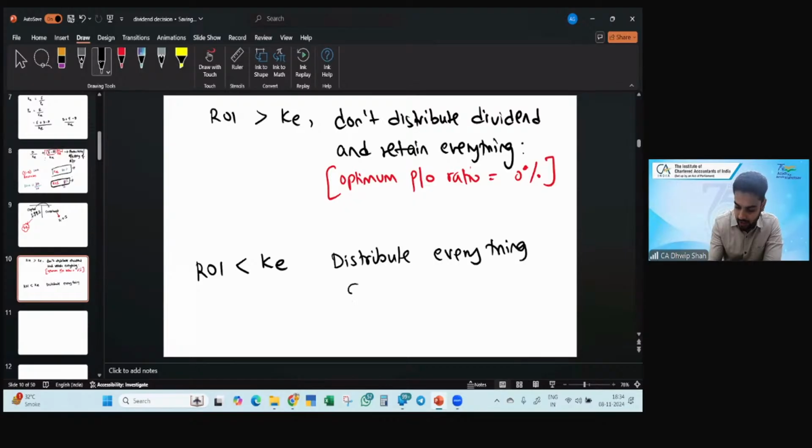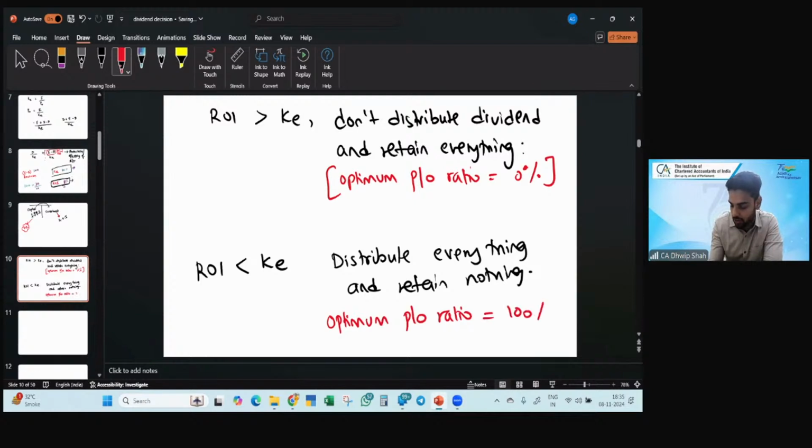Distribute everything and retain nothing. This is what Walter has given in his conclusion statement. So in that case, the optimum payout ratio should be 100%. If you distribute 100% of profits, they are in a better position to earn more. So their wealth will be maximized in that case.